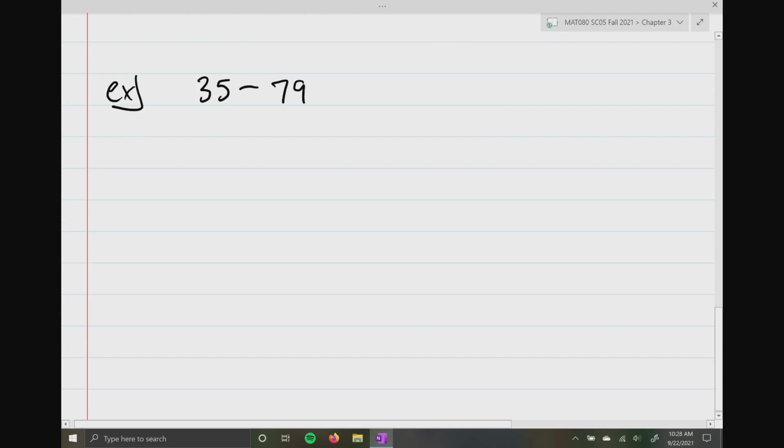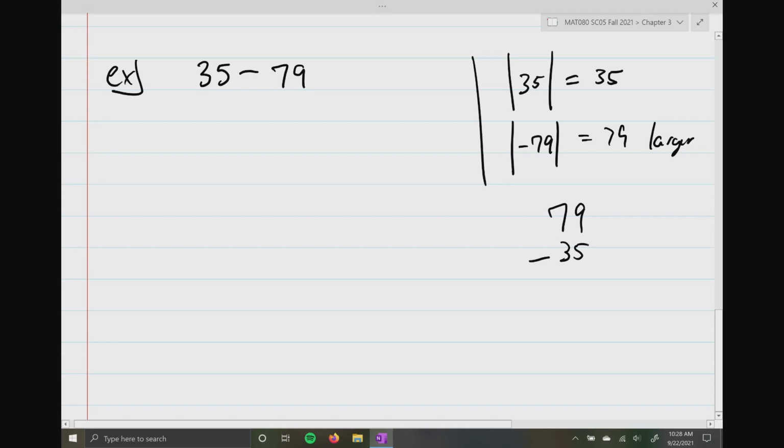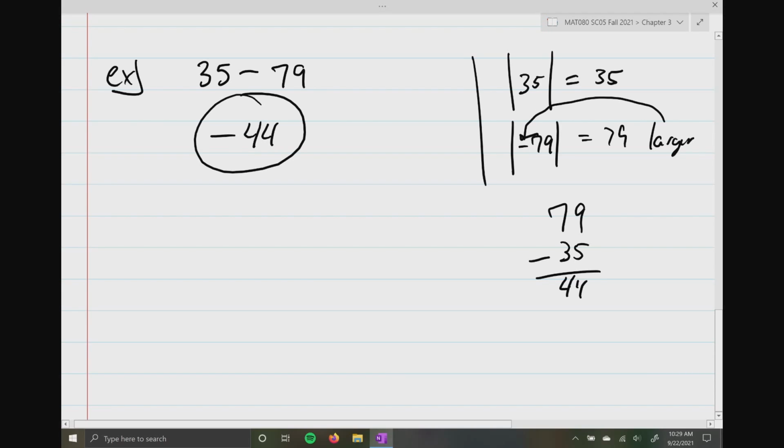We'll do it together. So off to the right, I'm going to find these absolutes real fast. All right, this is definitely larger. So I'm going to take 79 minus 35, and that gives me 44. But Amber, you got to be careful because remember that 79 had a negative in front of it from the start. So your answer is going to have a negative in front of it also. Does that make sense? Okay.